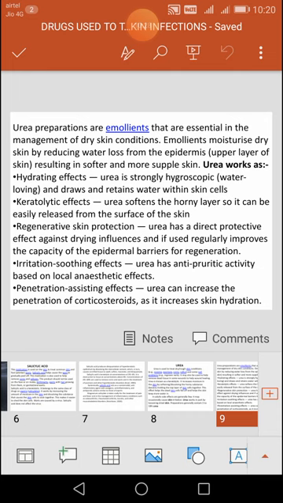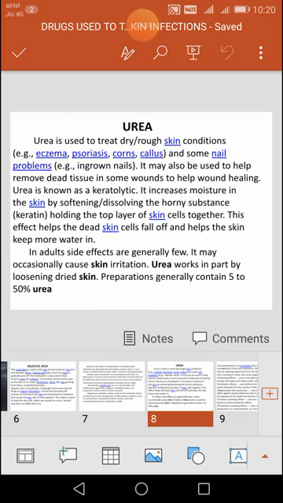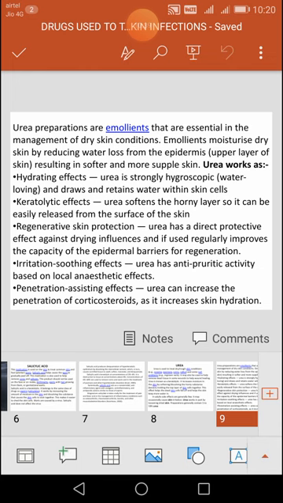The urea preparations are emollients that are essential in the management of dry skin conditions. These emollients moisturize the dry skin by reducing water loss from the epidermis, that is the outer layer of the skin. So it keeps continuous moisturizing, and the cells will be intact, and it also helps in softening and making the skin more supple.